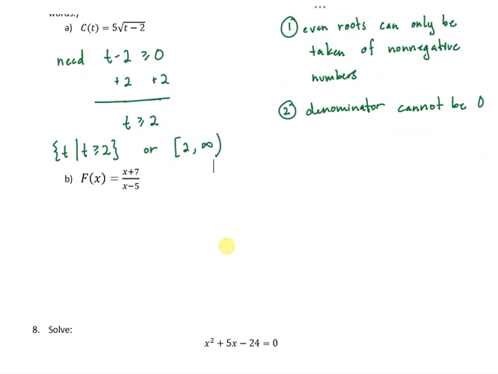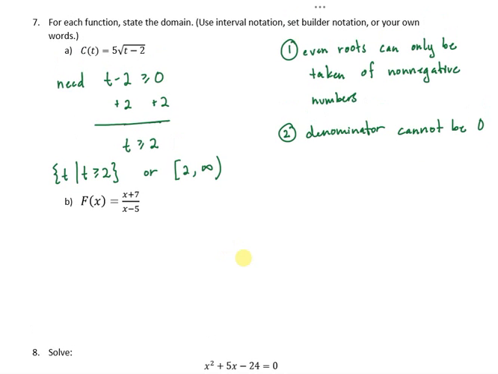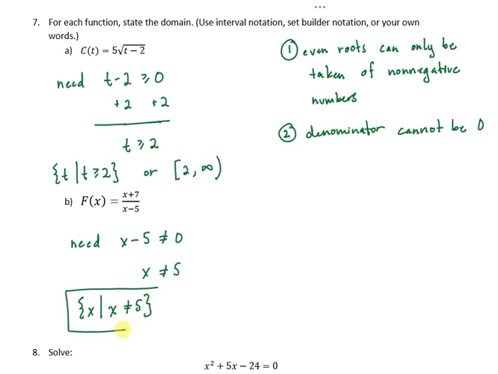Okay. For part B, we don't have a root, so we don't have to worry about the first problem. We do have a denominator, and we can't let it be 0. So I need x minus 5 not equal to 0. So that means I need x not equal to 5. So I can write x such that x is not equal to 5. That's probably the easiest way to write it.